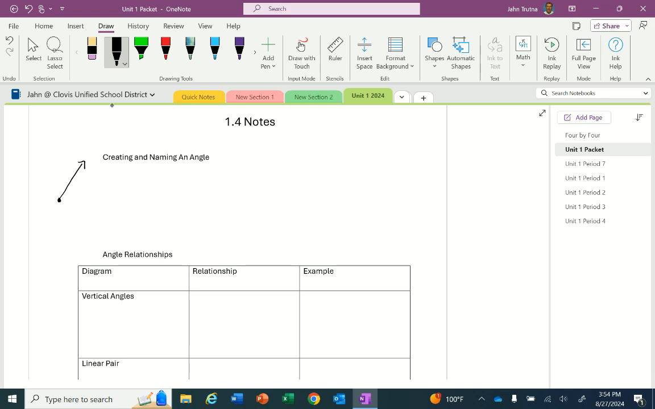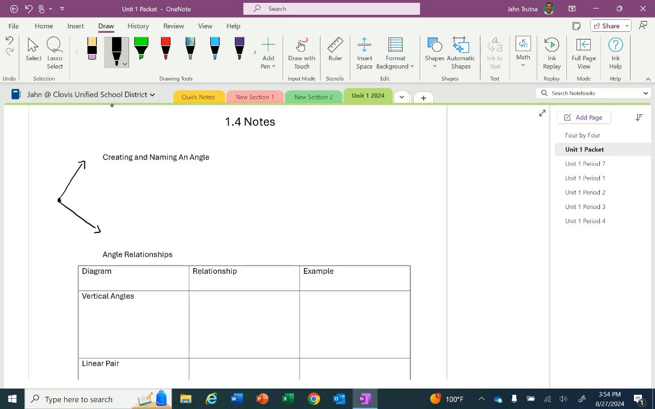So whenever you have a point, not a dot, and then it goes in one direction, this is what is referred to as a ray. Now, to create an angle, you go back to the point, and from that very same point, you create another ray, like that. And voila, you have just created an angle, okay? So what is an angle? How do you create an angle?